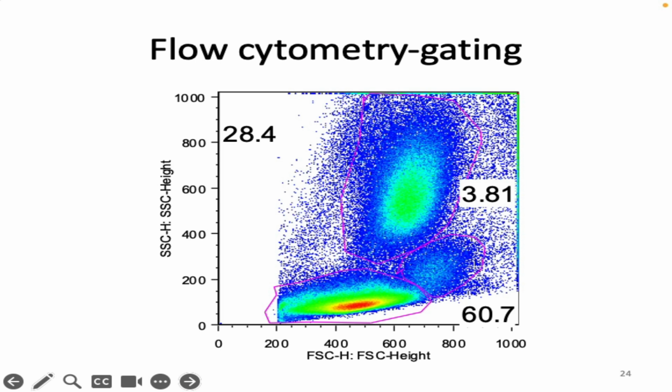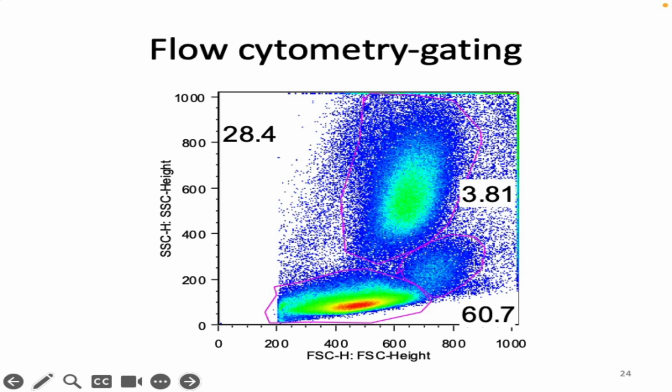3.81% were monocytes, because this is a known monocyte population, the largest ones, medium granular. The very granular, medium-ish size ones are the granulocytes, largely neutrophils, because we're looking at blood here. And so I can get that data in a minute by just throwing my cells in. I didn't even have to put antibodies on them.